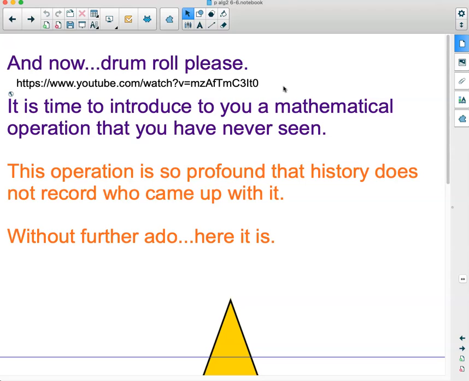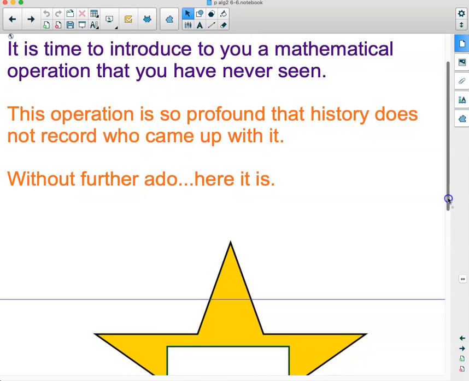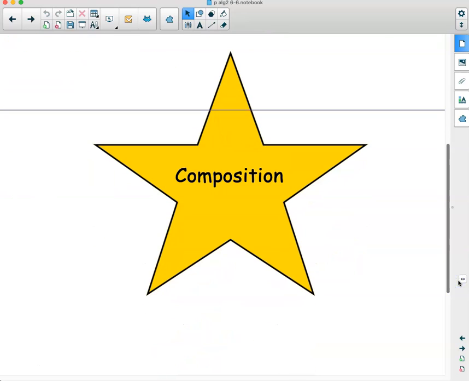New mathematical operation. You've added, subtracted, multiplied, and divided. And this one, apparently there were a couple of mathematicians in the world that came up with it at the same time. Because usually what happens is people name stuff after themselves in math if they discover it first. But this one's so profound, we don't know. One, two, or three of them came up at the same time. So here it is. Composition.